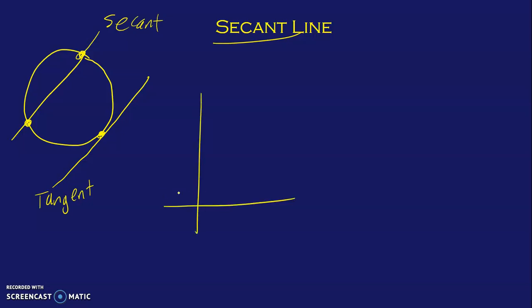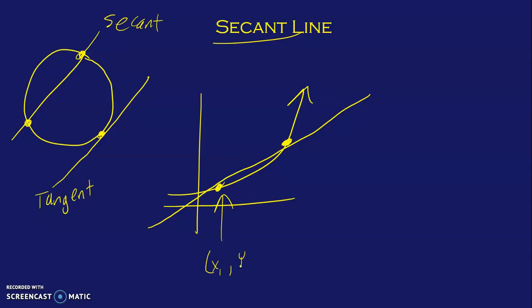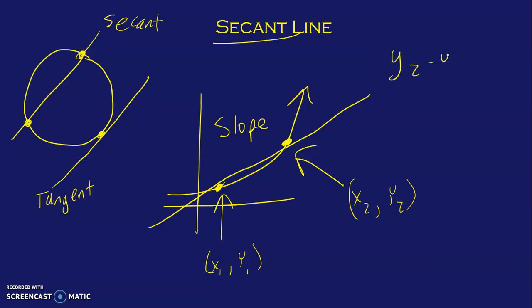So if we think about a curve that looks something like this, if I want to know the average rate of change between these 2 points, let's call this one x1 and y1, and this one x2 and y2, then if I want to find the average rate of change, all I need to do is find the slope of this line that goes through these 2 points. And if we think back to Algebra 1, the equation for slope is y2 minus y1 over x2 minus x1.